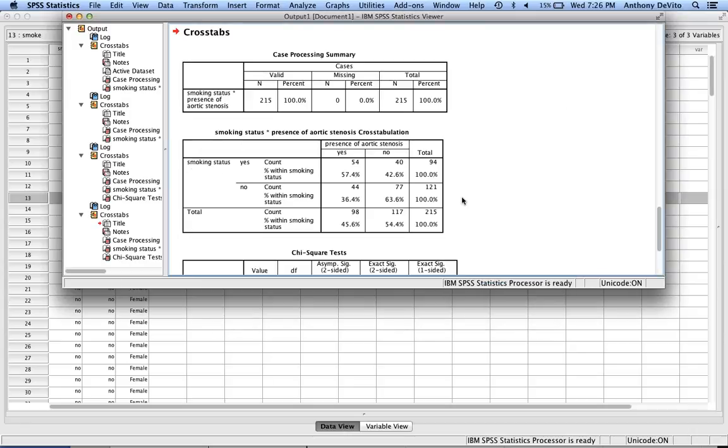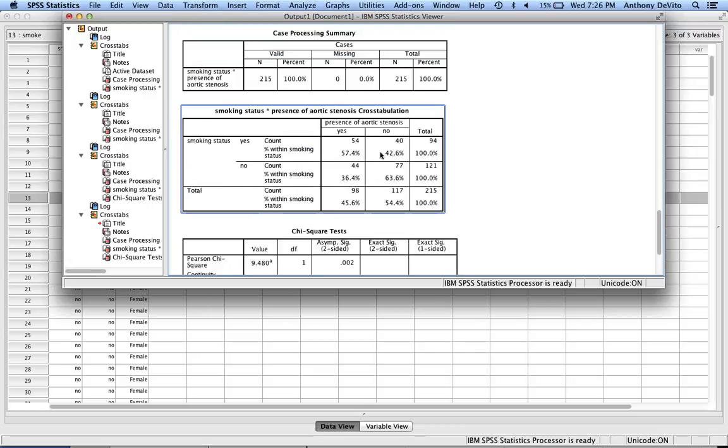Now, if I look at that table, what does it show me now? It shows me not only the 54 and the 40, it shows me that 57% of this group, the smokers, had aortic stenosis, and only 36%, that's our risk, right? Our risk is 57%. Our risk for non-smokers is 36%. Our risk ratio is going to be 57 over 36. Now, you would think, okay, let's get SPSS to calculate our risk ratio. And as a matter of fact, what it didn't do is give us our odds ratio, right? Because you can't just do that by rows.